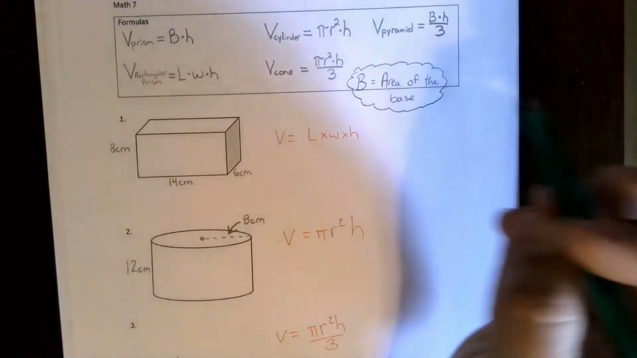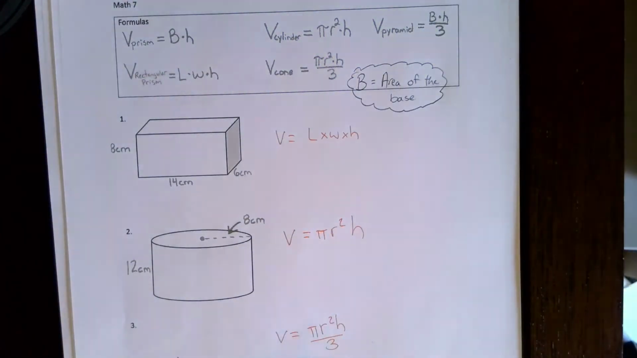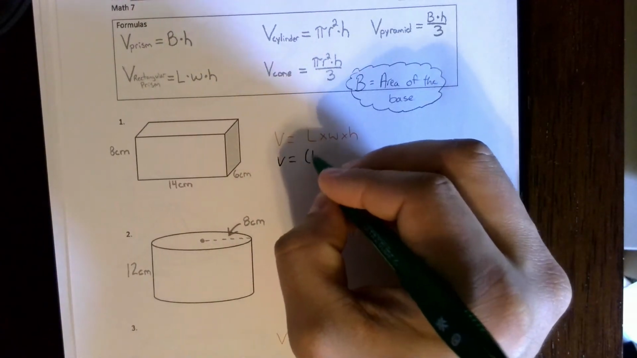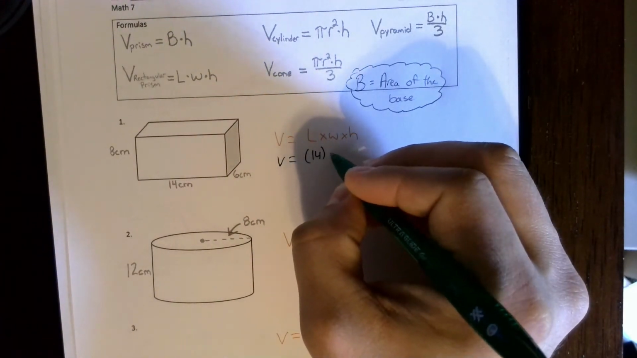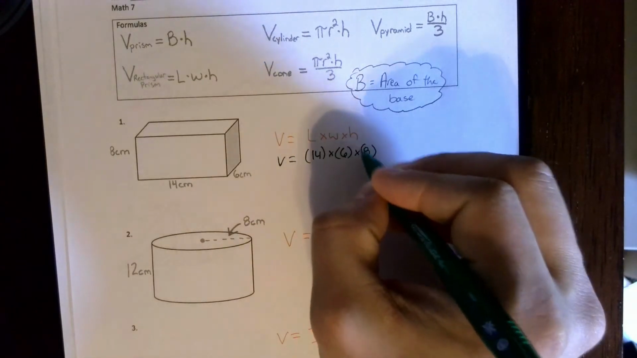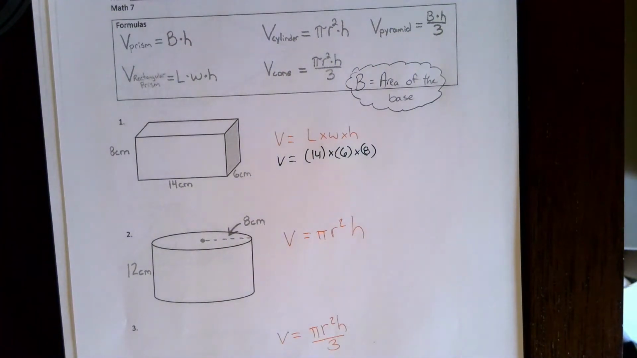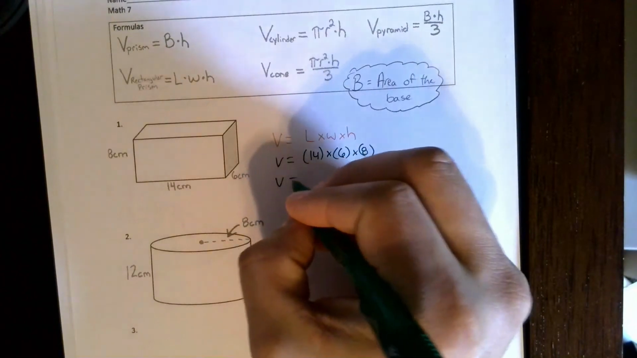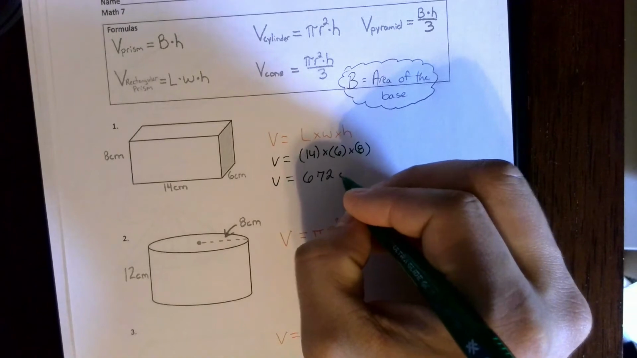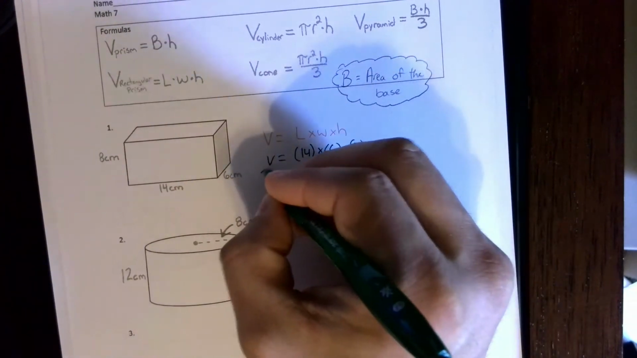So we had number 1, length times width times height for the first one. So volume is going to be equal to, and it doesn't really matter which one you say is which, 14 times 6 times 8. I just have to multiply those together. Feel free to use your calculator to help you out. 14 times 6 times 8, and you get 672, and it's volume, so it's cubic centimeters.